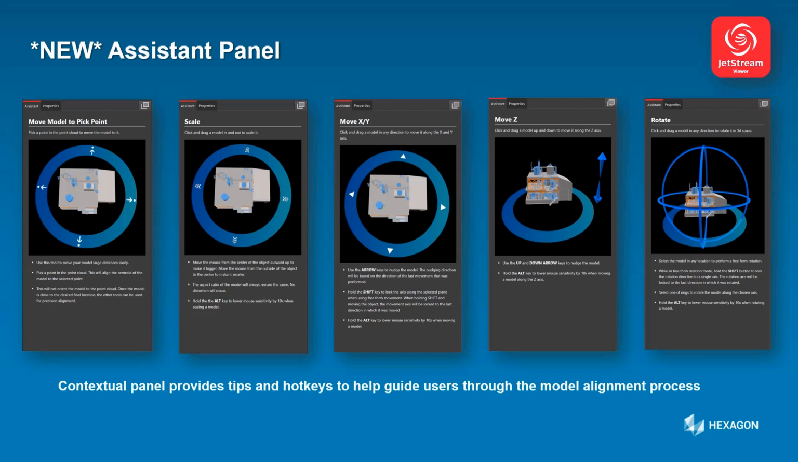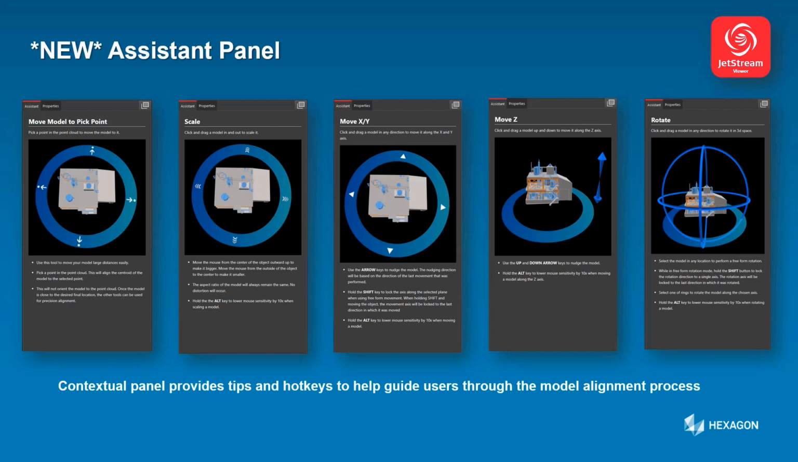Really, what it does is it replicates what we've got in Cyclone Register 360. So at any point in time, if you've got an issue in Register 360, you go to the assistant panel, it will give you a breakdown. So this just now guides the user through some of the new tools, and just makes it a little bit easier to actually understand what's happening for a non-professional user. So someone should be able to pick up JetStream Viewer Portable and an LGS that you send them and start working with that data very, very quickly.